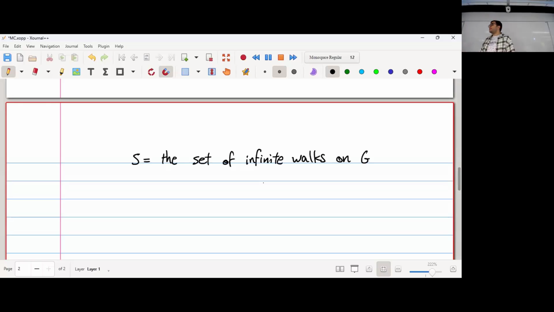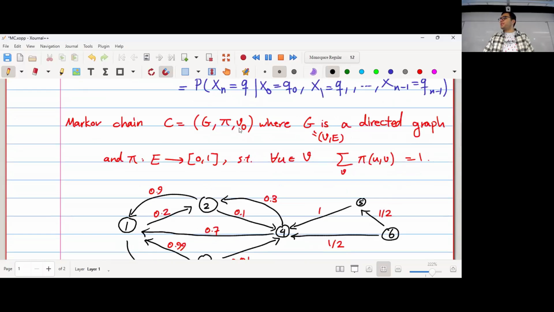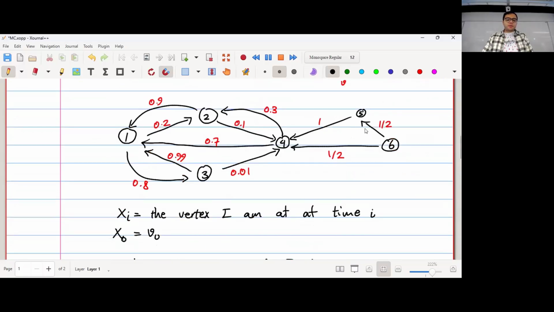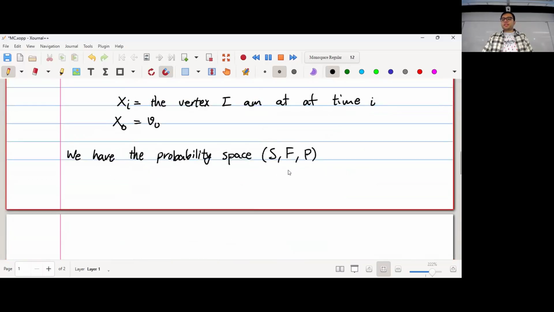Well, I can say it's the set of infinite walks starting at the vertex V0, right? Or I can say I just take the set of all infinite walks, and if it doesn't start at V0, let's say its probability is 0. But I say the set of infinite walks on G starting at V0. But if I do this, then V0 is a really important part of my Markov chain. So whenever I'm changing my V0, I'm technically changing my Markov chain. But that's not how I think about it, because I always think of the graph when I'm thinking of a Markov chain. So technically, I have several different probability spaces, one for every starting vertex.